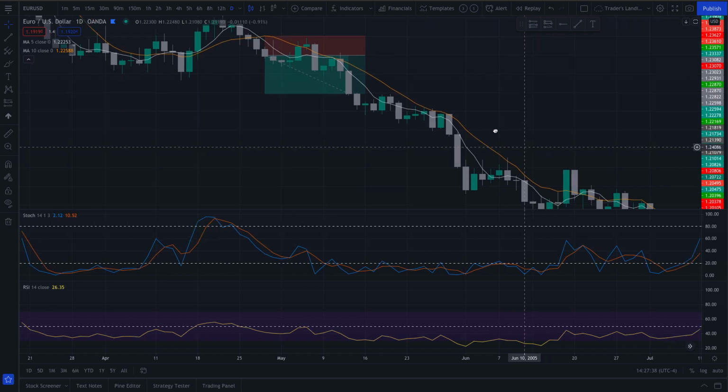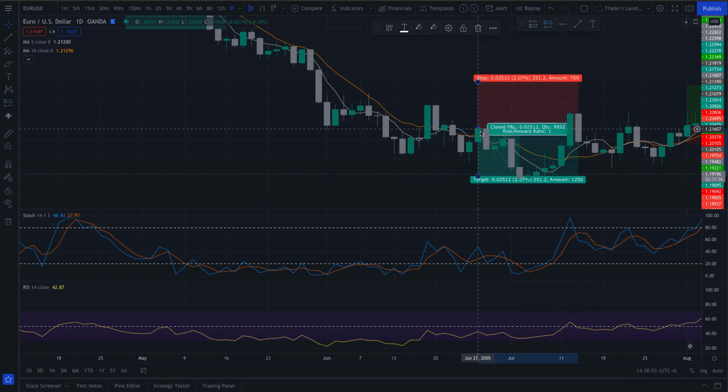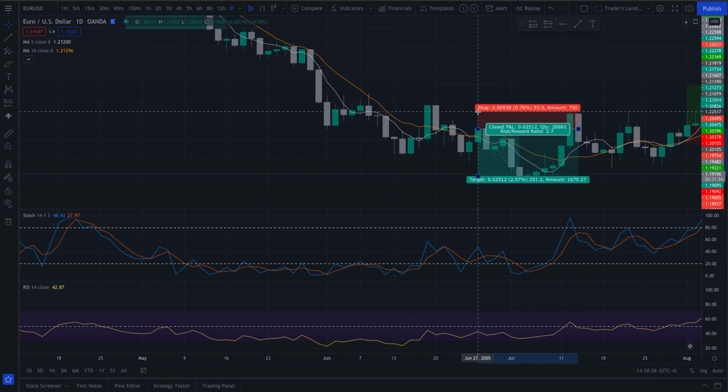See if we could find another. Okay, right here we have a cross of the MAs. The stochastic is not touching the oversold area. The RSI is below 50. And we are going to enter here, stop at 100 pips. And that one is another winner.